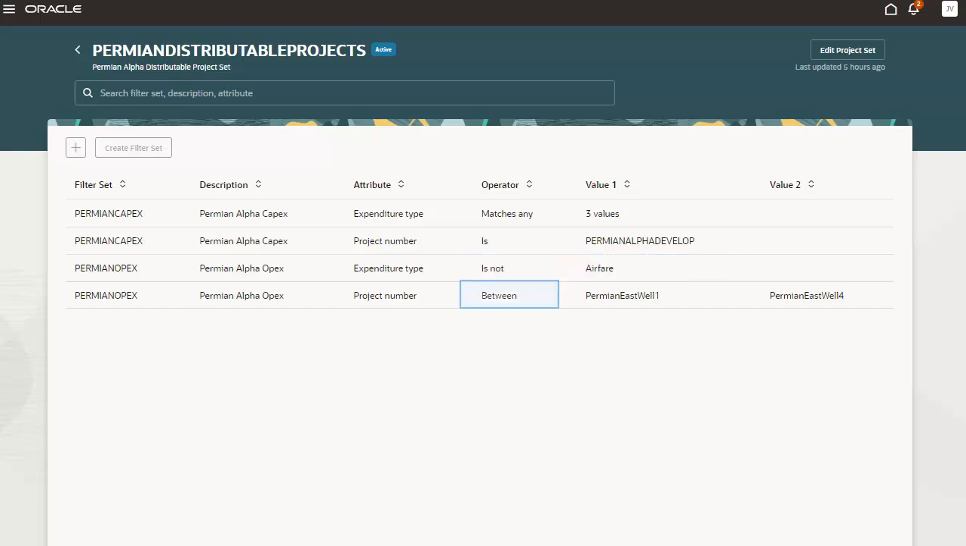The between operator is for giving a range of values. Hence, all projects with project numbers Permian East Well 1, Permian East Well 2, Permian East Well 3, and Permian East Well 4 are included. There is also the starts with operator to provide a starting keyword.